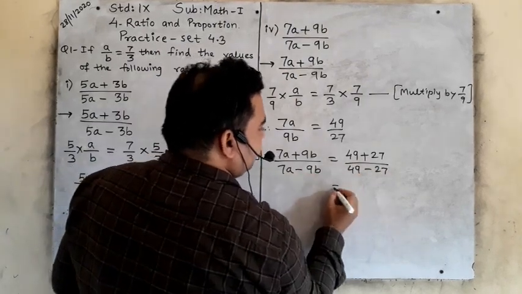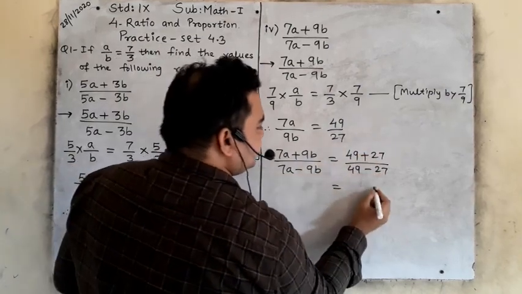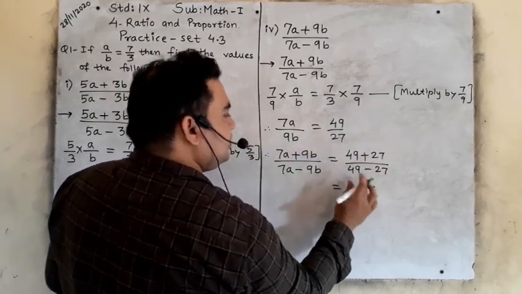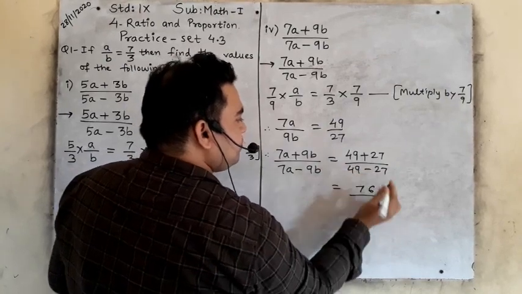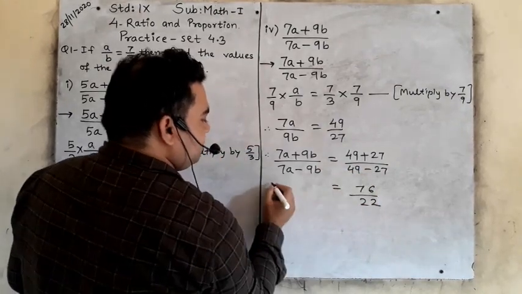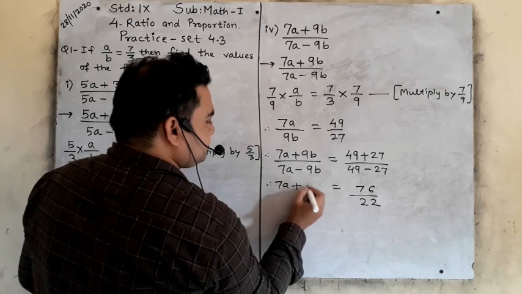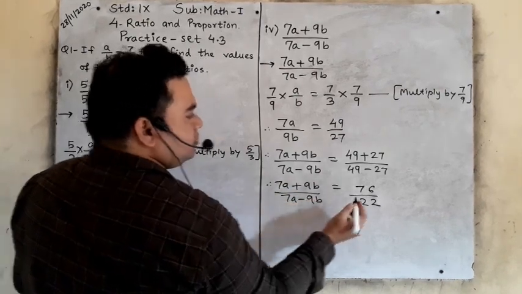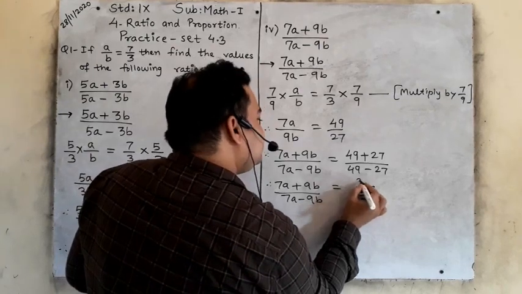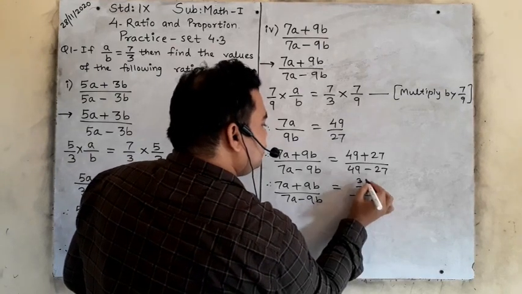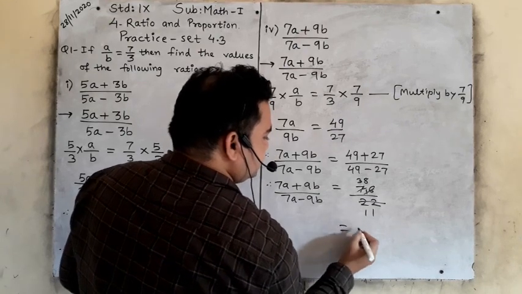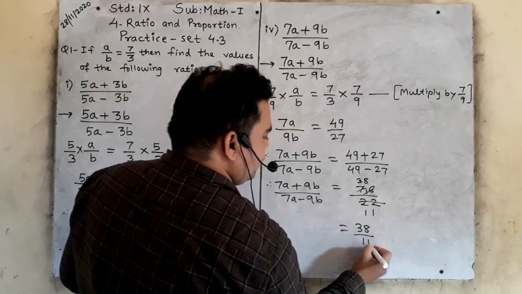Now 49 plus 27. See, 9 and 7, 16, carry 1. 3 and 4, 7. See, 7. 9 minus 7 is 2. 4 minus 2 is 2. It is divisible by 2 times table. Yes, check it out. 2 3s are 6, 1 remains. 2 8s are 16. 2 1s are 2. 2 1s are 2. So the answer is 38 upon 11.